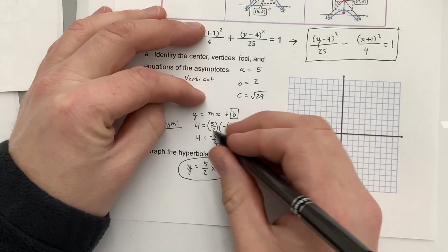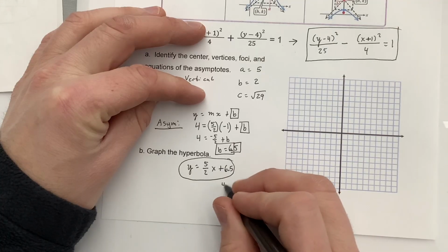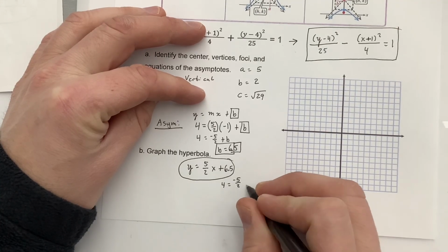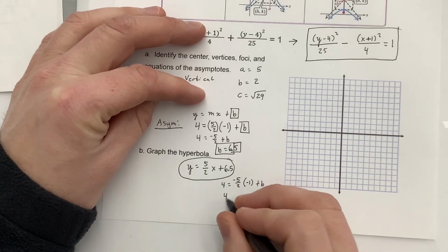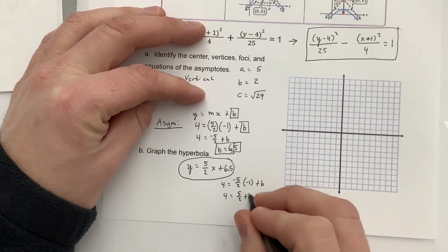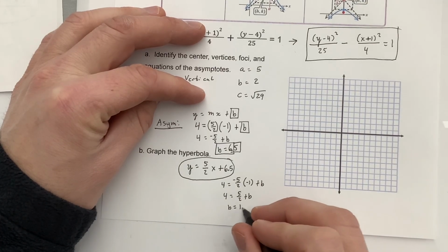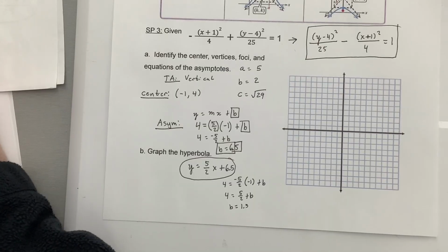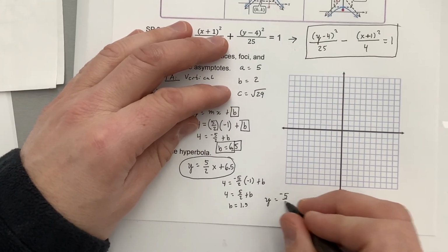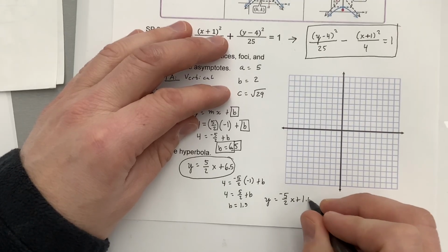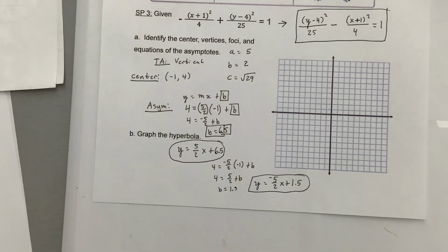We need to do the same thing for negative 5 halves. 4 is equal to negative 5/2 x plus b. We get a b value here of 1.5. So y is equal to negative 5/2 x plus 1.5.